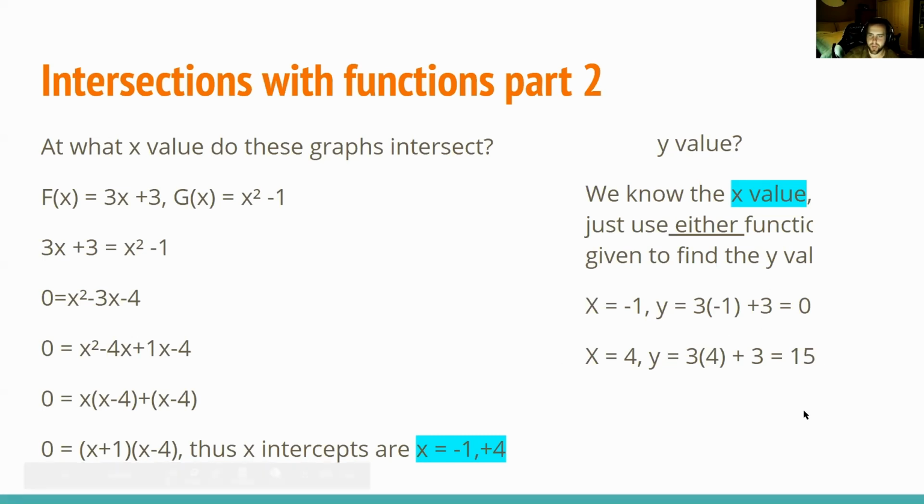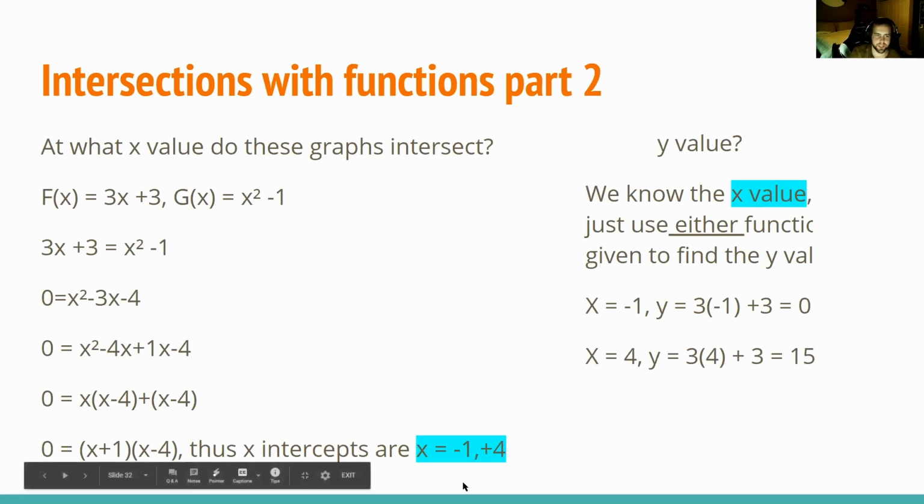The x value, and then we have the y value. So that's just plugging the x into either of these equations. So we have x equal to -1. The y value would be 0, because -1 times 3 is -3, and then plus 3 is 0. And then for this one, we have x equal to 4. So we have 4 times 3, which is 12, plus 3 is 15. So that's what we got there. And it doesn't matter which function we plug it into. We'll get the same answer.